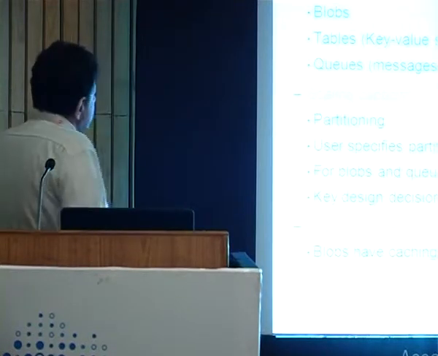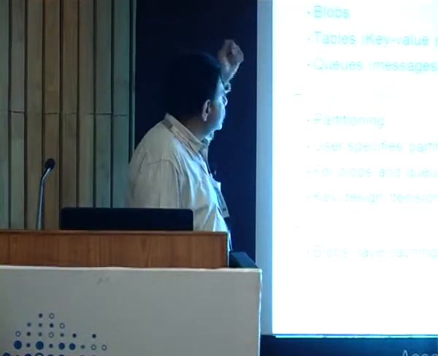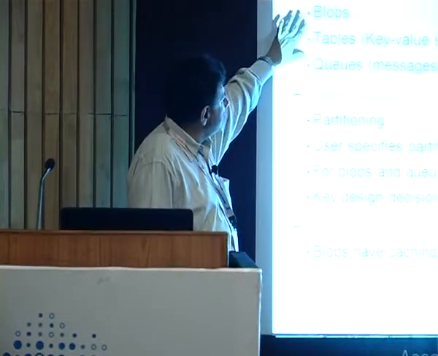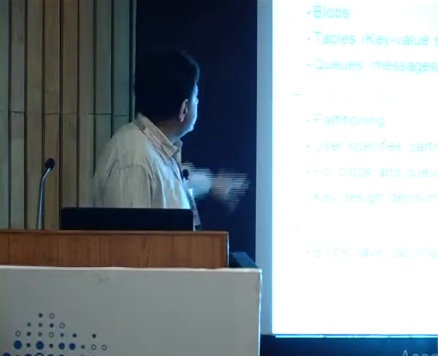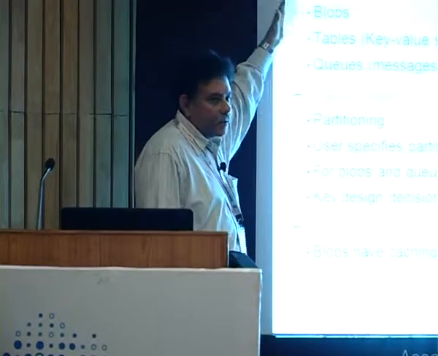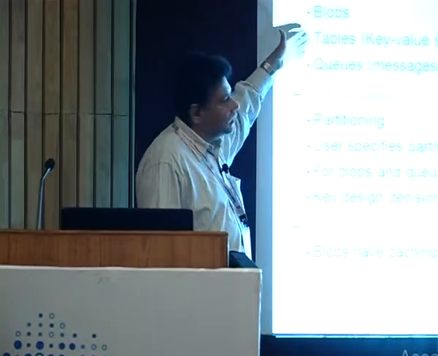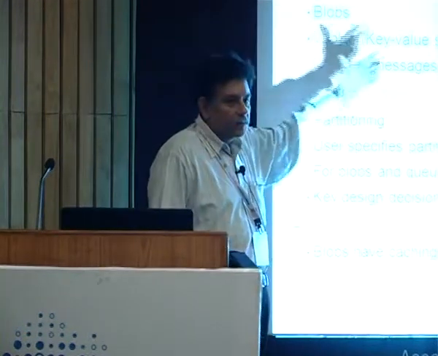I'll talk a bit briefly about how Windows Azure, for example, does storage scaling. Windows Azure has all of the types of storage we talked about. They've got blobs, which are sort of like file storage like Amazon S3. They've got tables, which are key-value stores, and they also have queues which are used for storing messages.